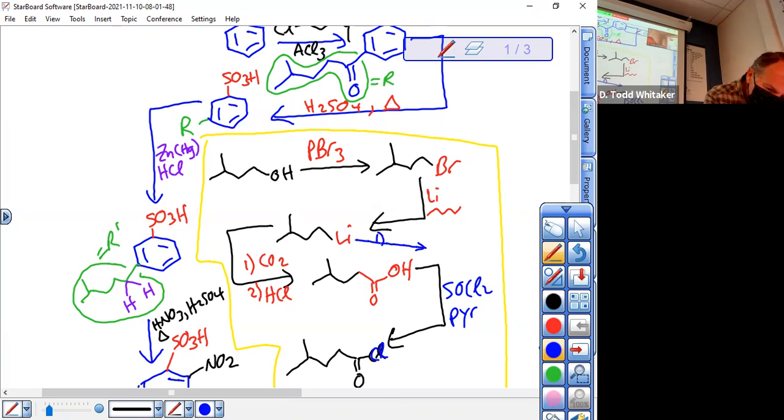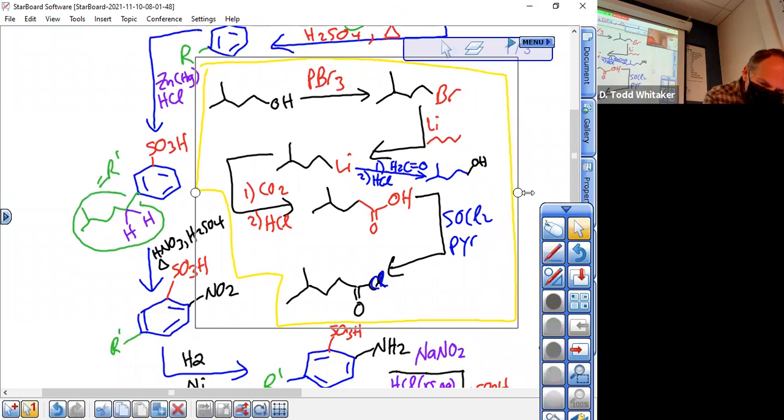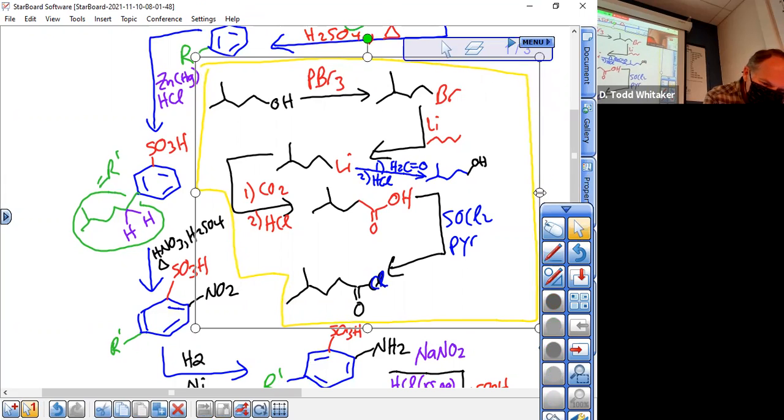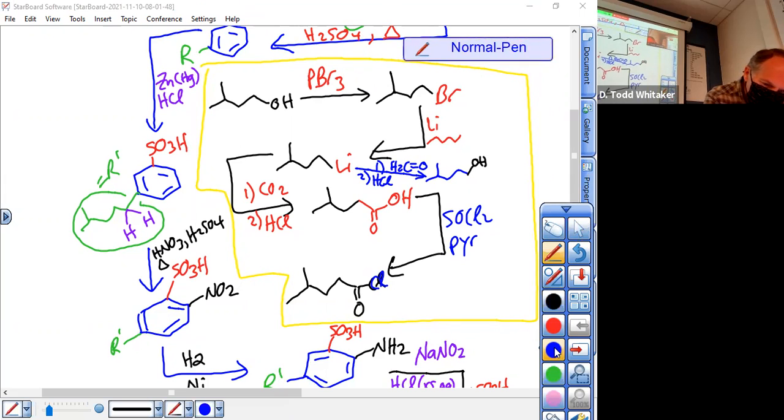One, CH2O. 2, HCl, and you've made this, 6 carbons now, with an OH that needs to become a Br. And we'll just extend our yellow box a little bit. Not too much. Needs to become a Br. That's PBr3.